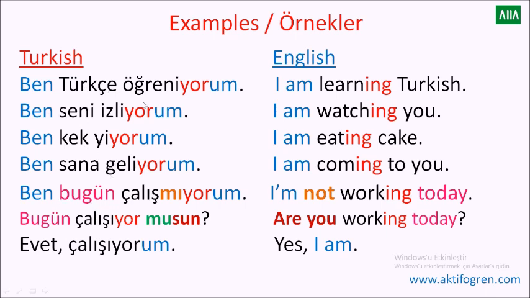So let me repeat it one more time for you. Ben Türkçe öğreniyorum. Ben seni izliyorum. Ben kek yiyorum. Ben sana geliyorum. Ben bugün çalışmıyorum. Bugün çalışıyor musun? Because you, sun here shows the you. Evet çalışıyorum. Guys, I will repeat one more time, which is a normal way. If you want, you can repeat with me or after me. Alright, let's start.